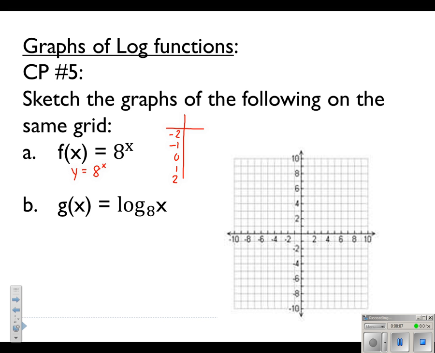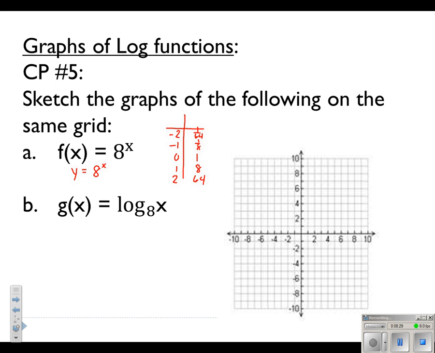And if we plug those in there, 8 to the negative 2 power is 1 over 64. 8 to the negative 1 power is 1 over 8. 8 to the 0 power is 1. 8 to the first power is 8. And 8 to the second power is 64. Now obviously some of those points aren't going to land on our graph, but you'll get an idea of how this curve is going to go.